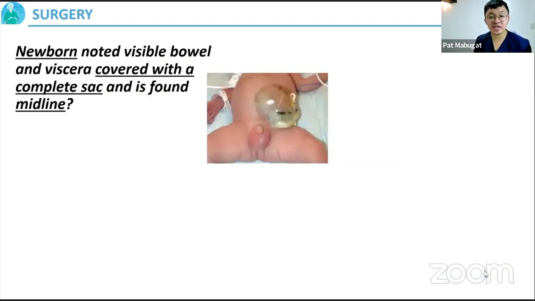Next, congenital hernias naman. Newborn noted visible bowel and viscera covered with a complete sac and is found in the midline. Covered with a sac in the midline, that is your omphalocele.